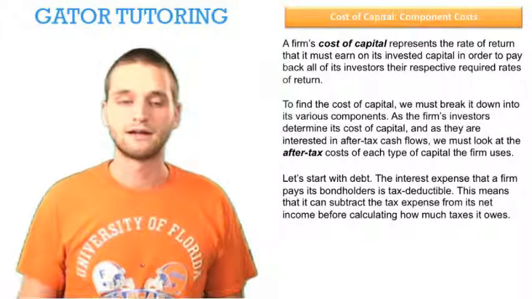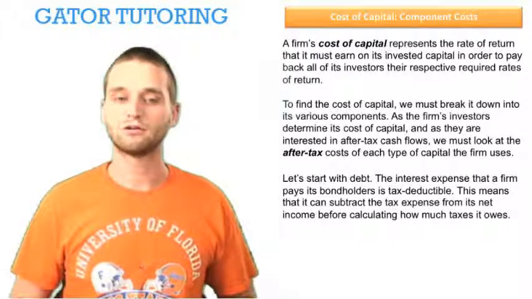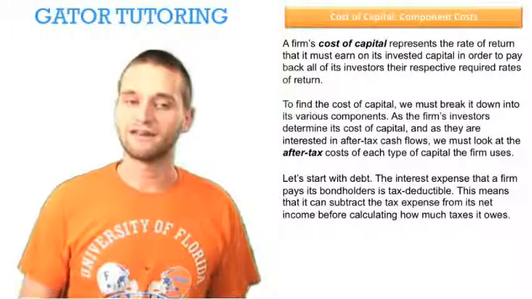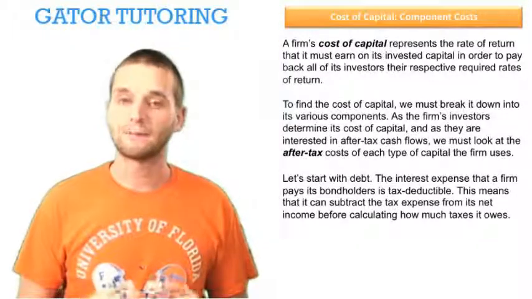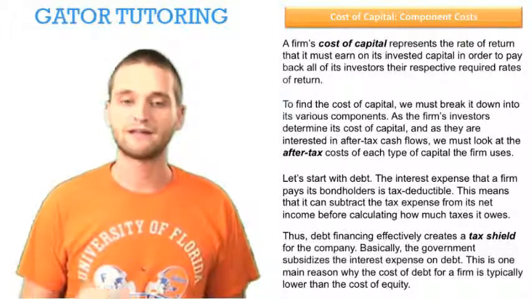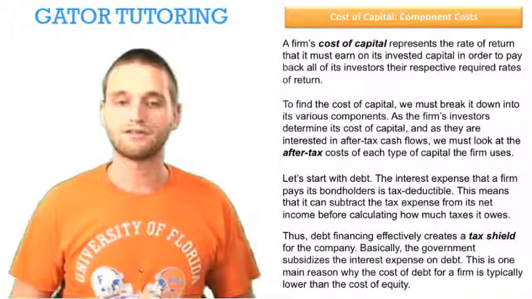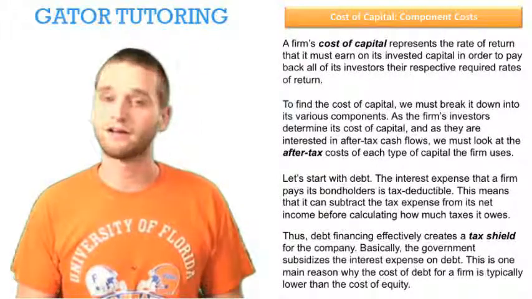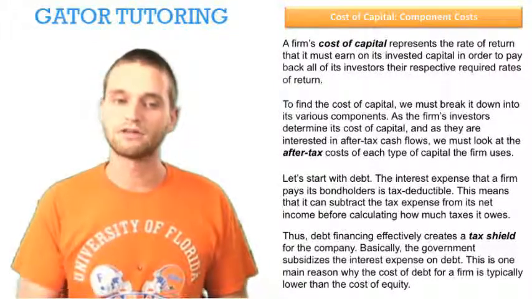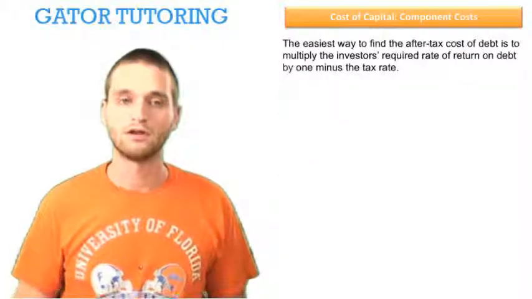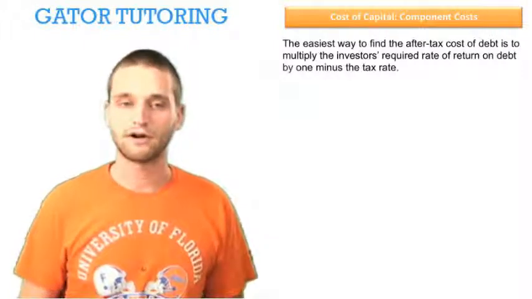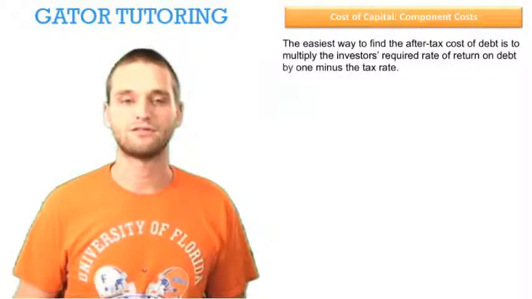Let's start with debt. The interest expense that a firm pays its bondholders is tax deductible. This means that it can subtract the interest expense from its net income before calculating how much tax it owes. Thus, debt financing effectively creates a tax shield for the company. Basically, the government subsidizes the interest expense on debt. This is one main reason why the cost of debt for a firm is typically lower than the cost of equity. The easiest way to find the after-tax cost of debt is to multiply the investor's required rate of return on debt by 1 minus the tax rate.